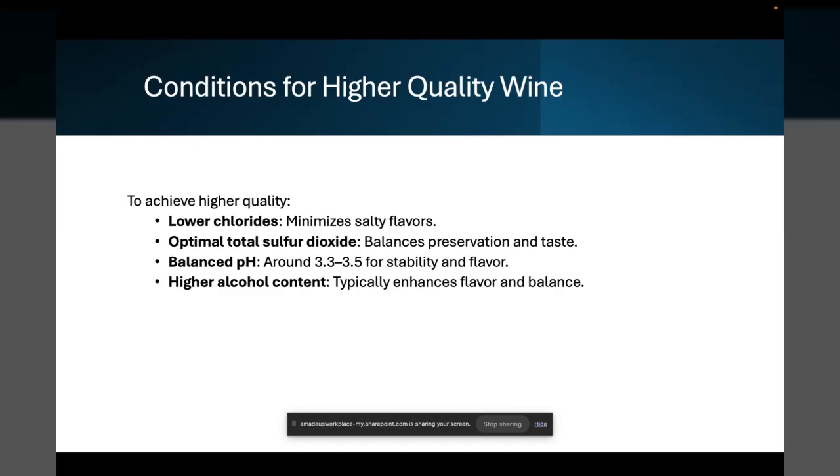Conditions for higher quality wine: to produce higher quality wine, the following conditions are ideal. Lower chlorides reduce salty flavors, optimal sulfur dioxide, balanced pH, and higher alcohol content.